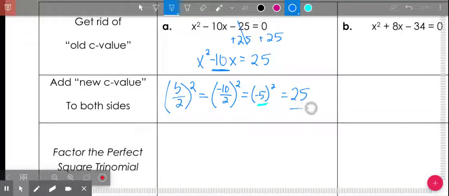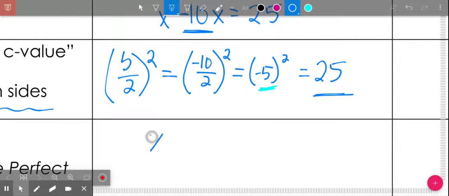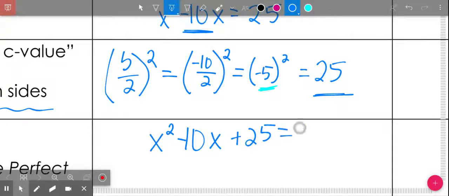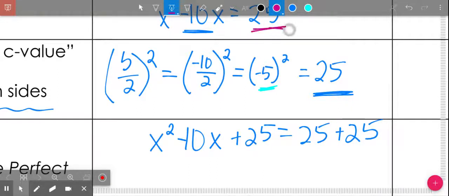So that's going to be my new c value, and we have to add it to both sides. So when we rewrite this, we'll have x squared minus 10x, then we add our c value, so plus 25, is equal to 25 plus our new c value, 25. So we brought down that c value, moved it down, and then we added our new one.